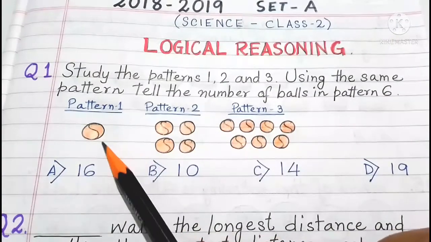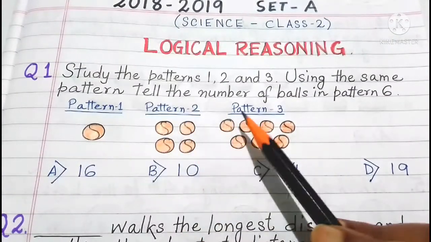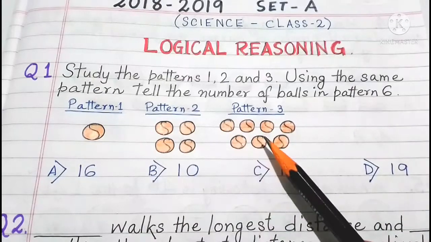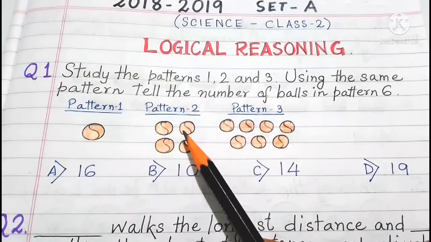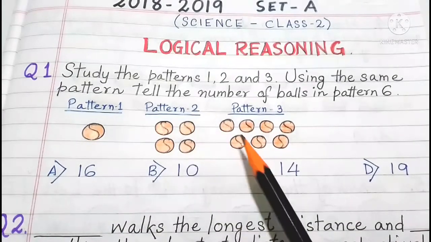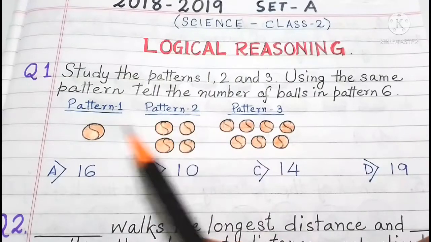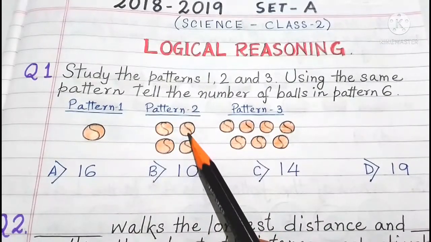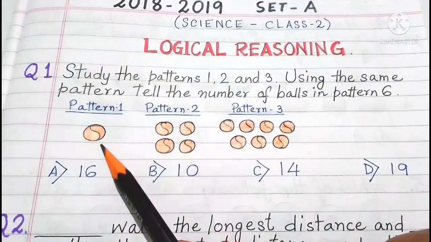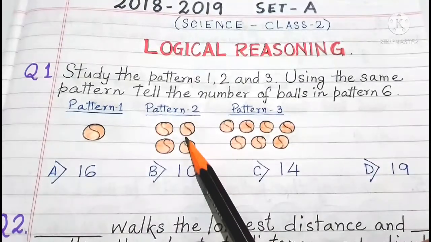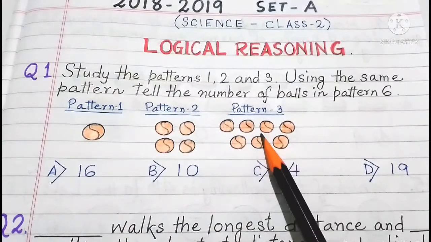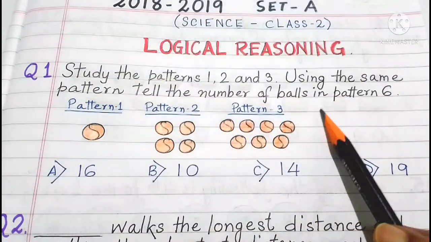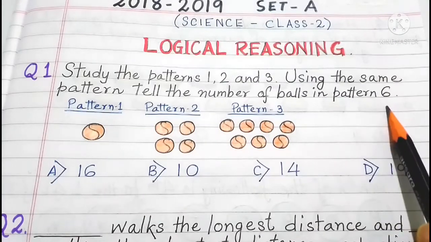So pattern 1 has got 1 ball, pattern 2 has 4 balls, pattern 3 has 7 balls. I hope you can observe that there is a rise of 3 more balls each time. So 1 here, 4 here, an addition of 3 balls, and again here there are 7 balls, an addition of 3 more balls. So what will be pattern number 4, 5 and 6? Only then you will be able to answer this question.